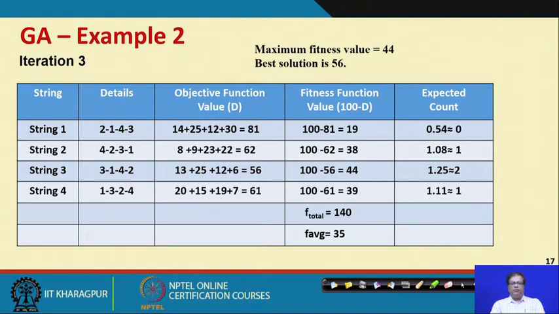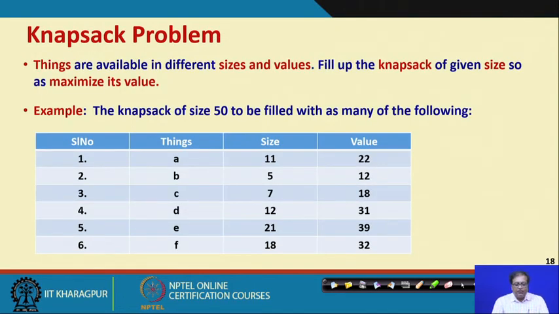Let us see some examples about the knapsack problem. We have already seen the knapsack problem in dynamic programming, and we have also seen it in integer programming. So, it is known to us what a knapsack problem is. There are certain items, like A, B, C, D, E, F, and they have different sizes and different values. The total size is fixed, that is 50, and that is to be filled so as to maximize the value, that is the usual knapsack problem.